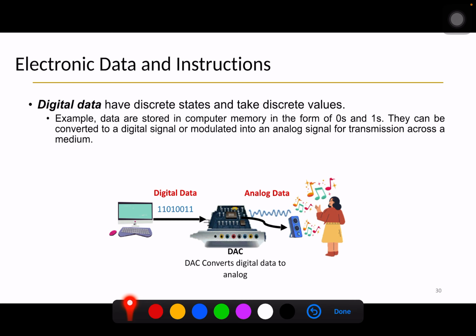DAC converts digital data to analog data. When it is in the analog form, then we as humans can listen to the music, can listen to any sound that is produced by the computer, that is kept in the computer, then converted by the DAC and produced by the speaker, so we can hear the sound. So that is the two types of data. The first one is analog data and the other one is digital data.